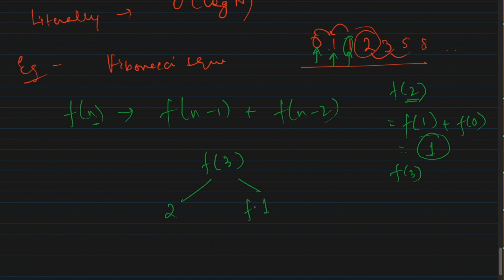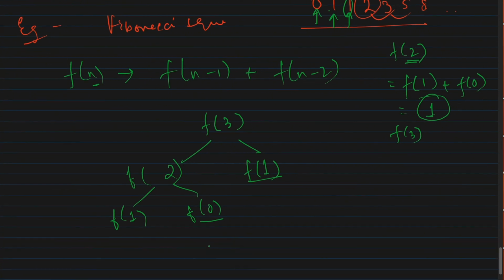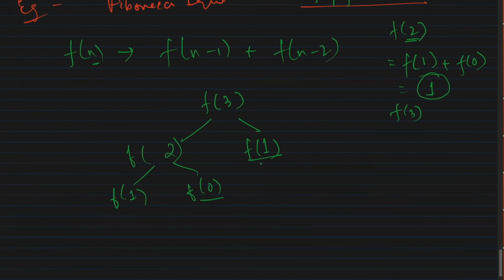Will be 2 and 1, like f of 1 and f of 2. F of 2 can be broken down again further into f of 1 and f of 0. So f of 1 and f of 0 are the base cases. We cannot go beyond that because we already know the values: f of 1 is 1, f of 0 is 0. So how many steps is this producing? 1, 2, 3, 4. So f of 3 is producing 4 steps.